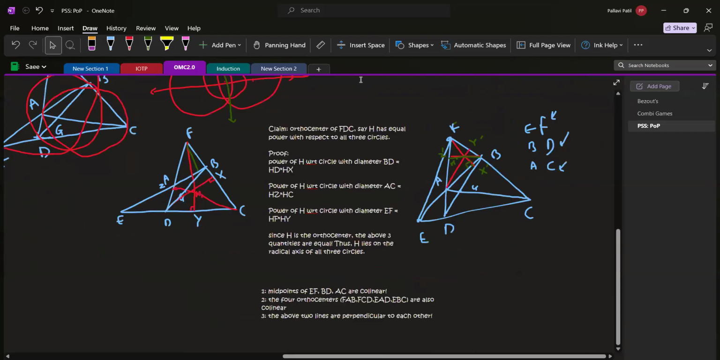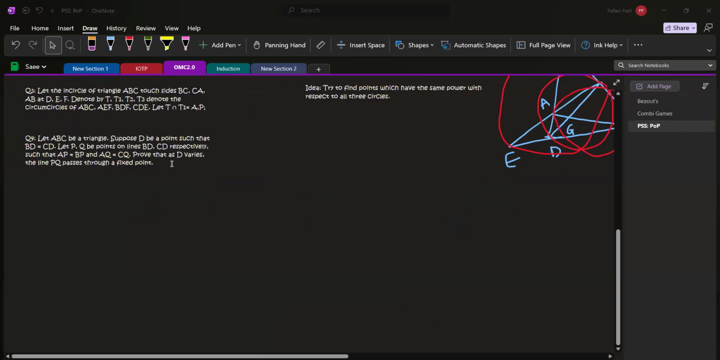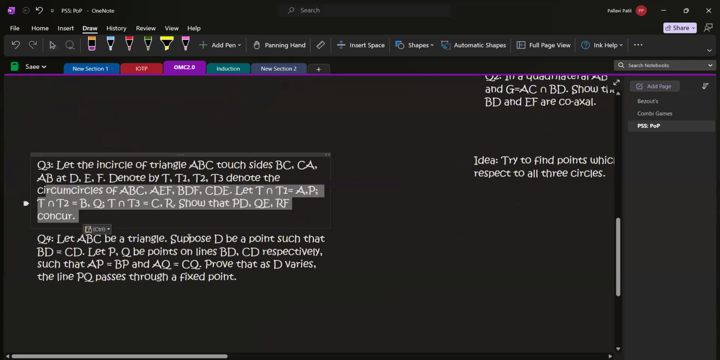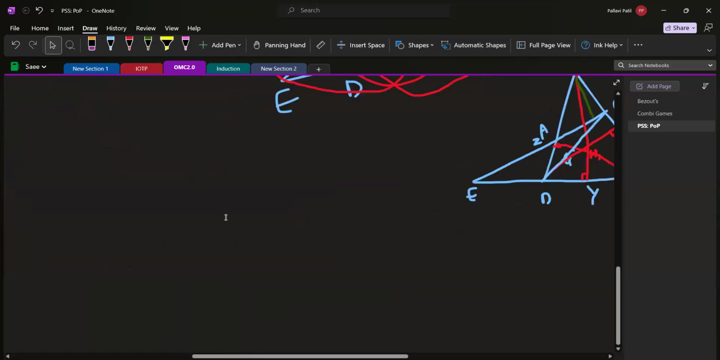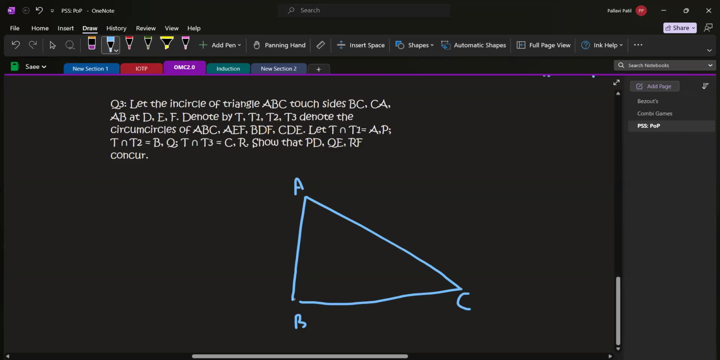Amazing. Okay, shall we move on to the next one? Number three. Let's copy paste it here. Okay, we have the incircle of triangle ABC, and it touches sides BC, CA, AB at D, E, F.